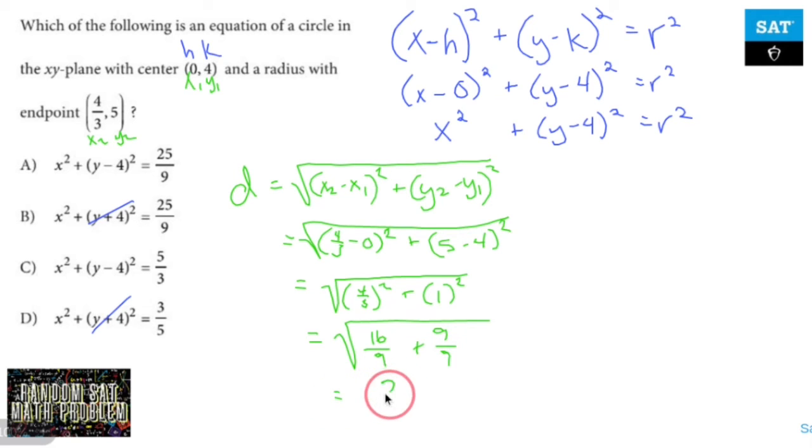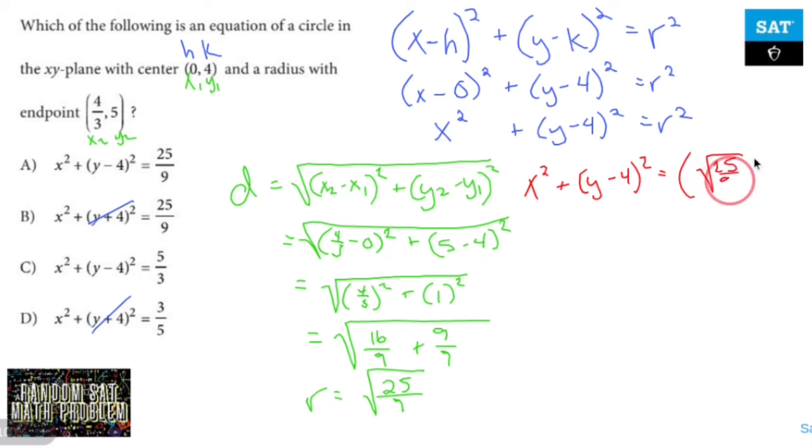That gives me 25 over 9 in a square root, which does simplify, but I'm not going to do that. My radius is the square root of 25 over 9. If I rewrite that equation out here and write out everything that I'm supposed to, x squared plus (y minus 4) squared is going to equal my radius, which I found to be the square root of 25 over 9, squared. The square root and the squared cancel each other out.